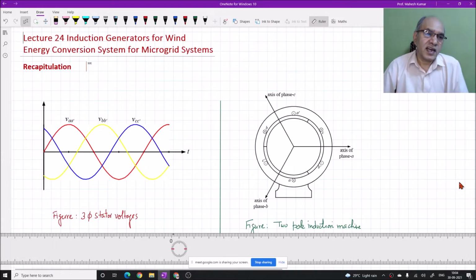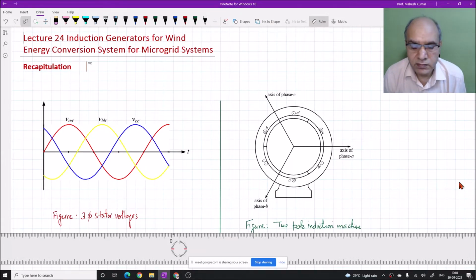Okay, so in the previous class, I discussed some of the features of the generators and their characteristics. We will do more on these lines in this lecture as well.